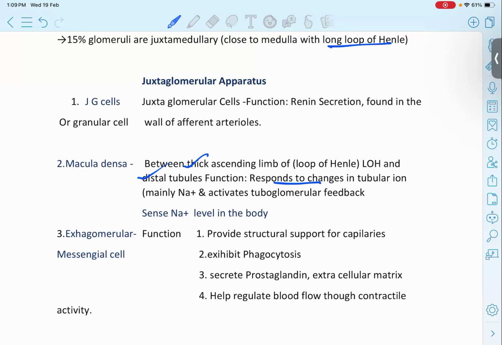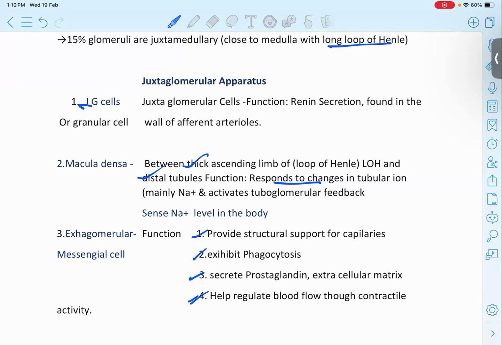Next is the extraglomerular mesangial cell. Their role is not that important. They just provide some structural support. They exhibit phagocytosis, secrete some hormones like prostaglandin and extracellular matrix, and help regulate blood flow through contractility. So they are more like supporting cells.